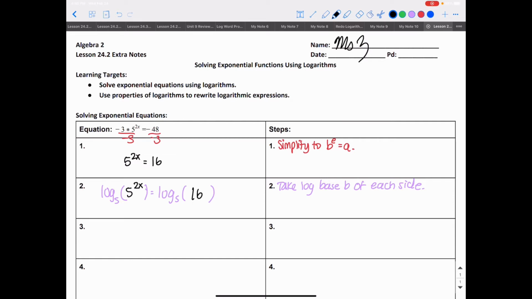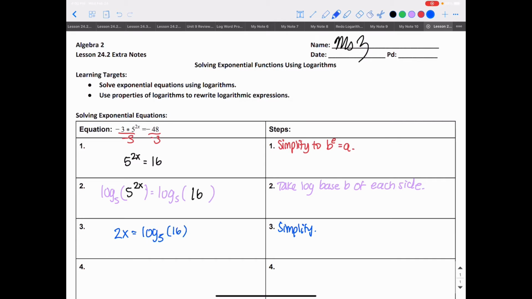What's going to happen when I do that is I'm going to end up on the left with just 2x, because 5 raised to what power gives me 5 to the 2x power? Well, that's 2x. And so the next step is to simplify what I have, and I'm going to end up with, on the left, 2x, like I just said, and on the right, log base 5 of 16.